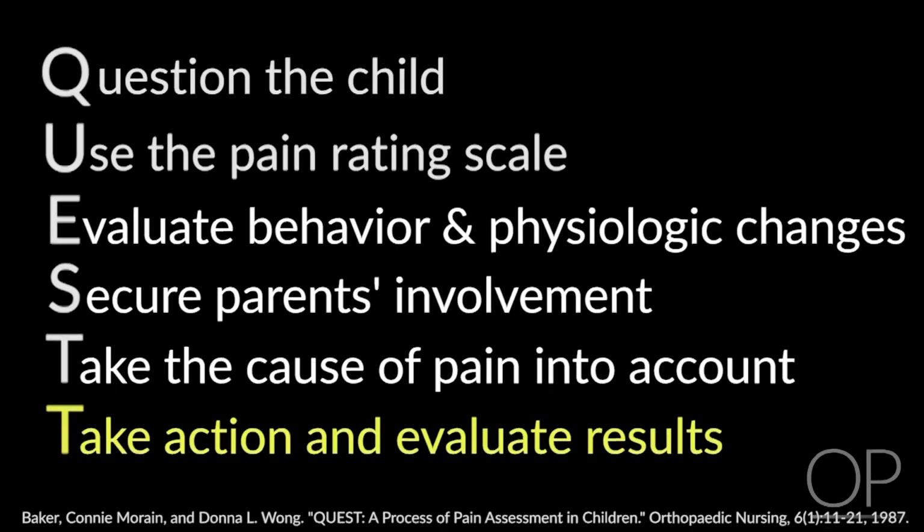And then the second T is take action and evaluate the results. Sometimes you may not be able to easily recognize whether a certain behavior is due to pain or another cause, such as agitation or irritability. Often a trial of an appropriate dose of pain medication can help you sort that out. If a child is really cranky and crying and you give them an appropriate dose of opioid and they settle down and become more themselves, then you can conclude that was a pain behavior. If they're just as irritable and cranky after the dose of pain medication, it may not be a pain behavior.